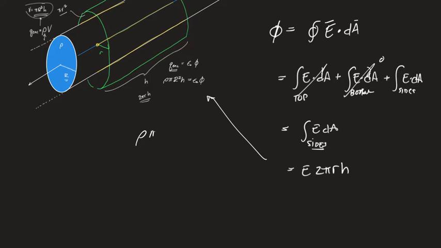Rho pi r squared h equals epsilon naught times 2 pi r h times E. Get E all by itself. And boy, this is a mess. At least the h and the pi cancel. Let's get rid of those. And I'm going to have that E equals, well, there's going to be this 1 over 2 pi epsilon naught. We got that thing. Let's get that to the side. Times rho r squared over r.